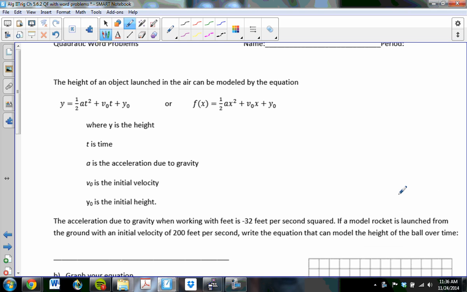Quadratic word problems that we're talking about today. I'll go through an example, maybe two, which will help you with your homework and how to handle these in general. One of the reasons that quadratics are important, one of the many reasons, is because they model.